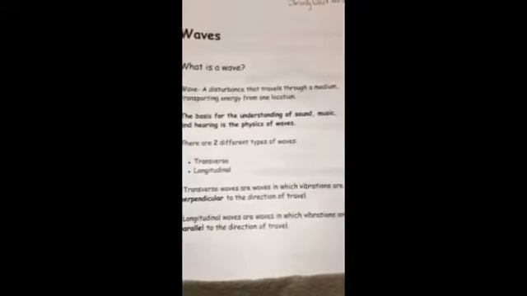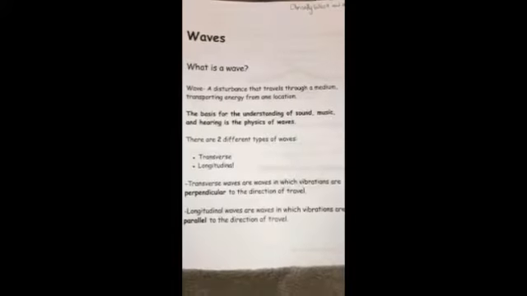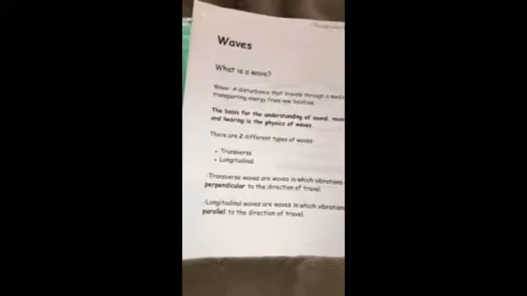So this is the definition of a wave: a disturbance that travels through a medium, transporting energy from one location to another. To understand the basics of sound, we have to learn about waves. There are two different types of waves, transverse and longitudinal.